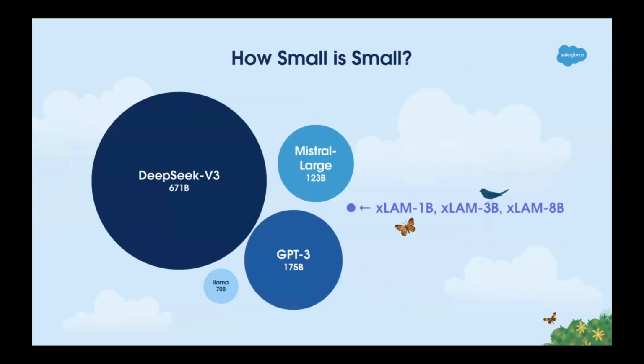As I mentioned before, these are super tiny. Just to give you a comparison, look at some of these well-known LLMs today and how many parameters there are. DeepSeek V3, 671 billion parameters. Mistral Large, GPT-3, Llama. These are big models. They're amazing models, but they have a lot of parameters. Our models, we've got a 1B, a 3B, and an 8B model. So super small in comparison, which means less resource consumption. It's going to be super fast.